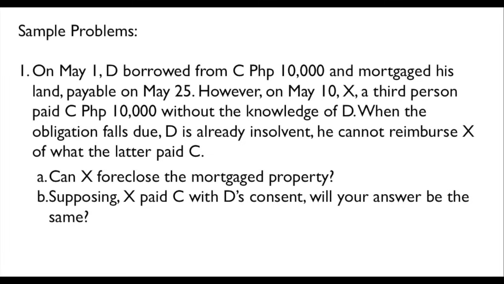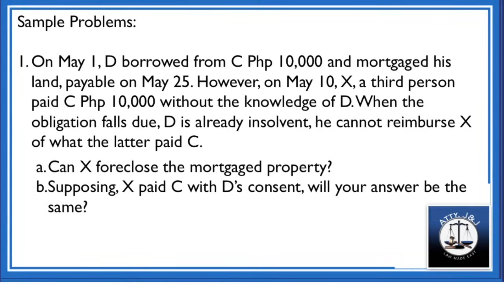Okay, let's answer letter A first. Can X foreclose the mortgaged property? No, because there was no consent. Meaning, there is no legal subrogation. His right would only be to ask for reimbursement. However, Pogi, the debtor, has become insolvent. So, there is nothing to recover. Okay? But for letter B, supposing there was consent of the debtor to X's payment, our answer will be different. Our answer will not be the same because there is now subrogation. The third person payer was subrogated to the right of the creditor mortgagee. So, he can now foreclose the mortgaged property.